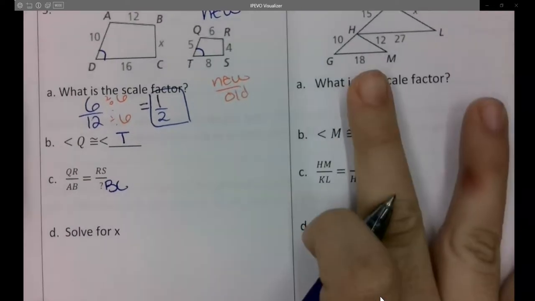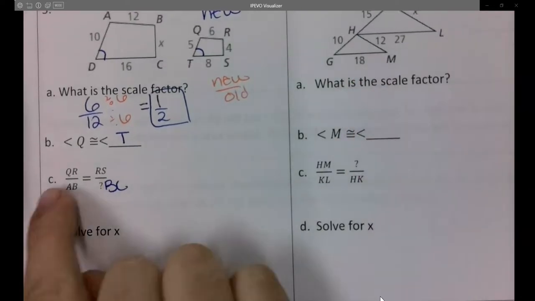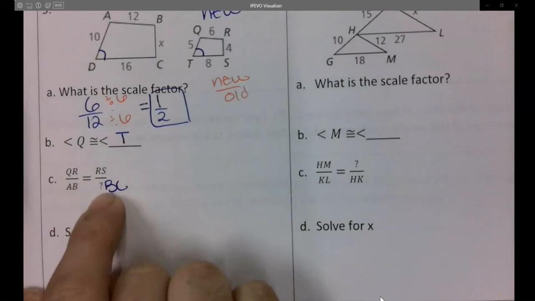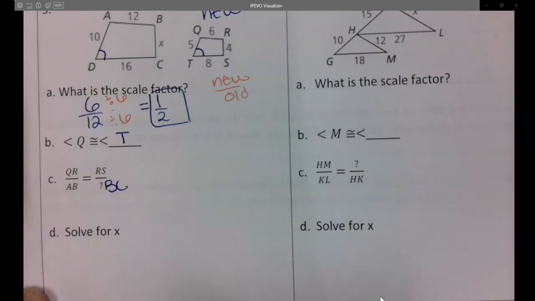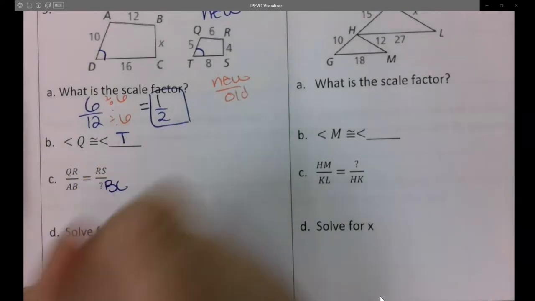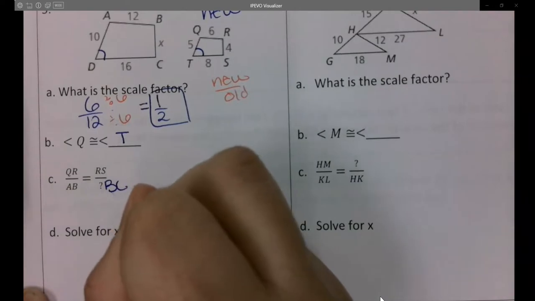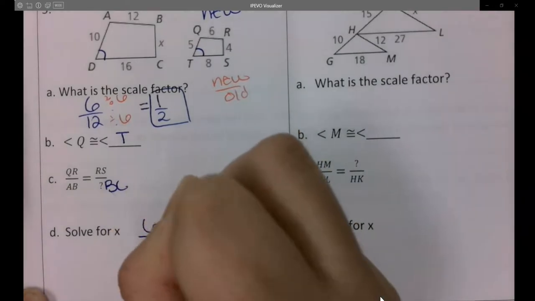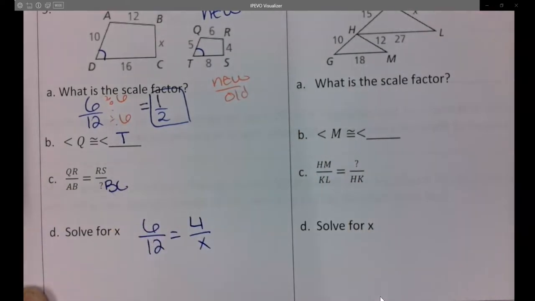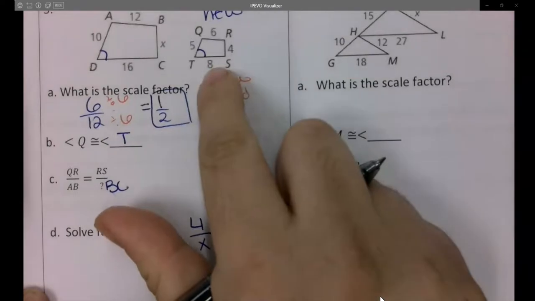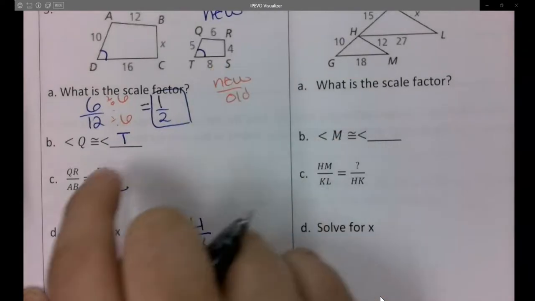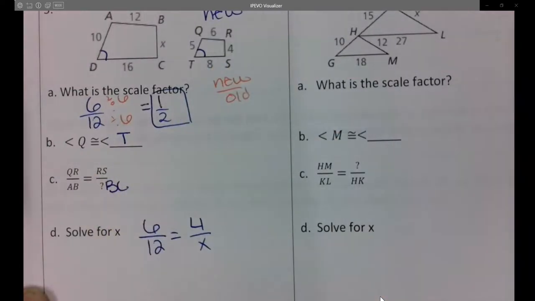D wants me to solve for x, so what I'm going to do is plug in my values into this relationship that I have right here. QR is 6, AB is 12, RS is 4, and BC is x. And I got all of these numbers by looking at the shape and finding the side lengths and plugging in for the side lengths here.